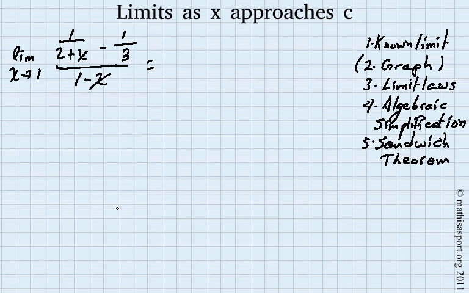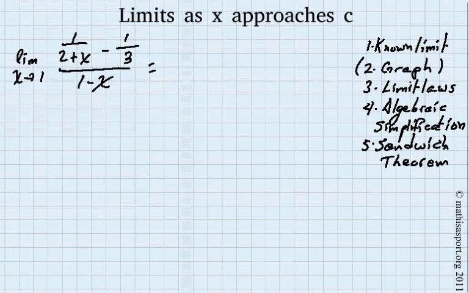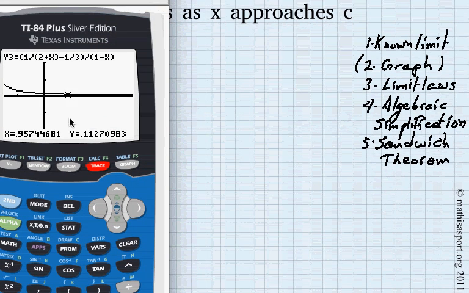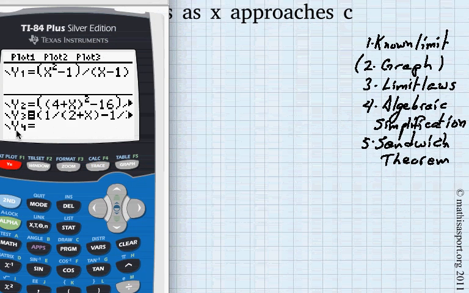Okay, well, this is our most complex expression yet. It's clearly not a known limit. Let's see what we get when we graph this. Again, I've put the function in. You can check that here: 1 over 2 plus x minus 1 over 3, if you scroll over just slightly.